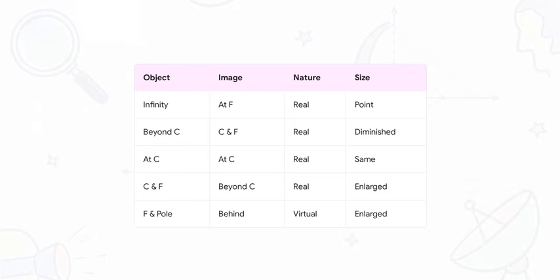Plus, you'll notice that almost all of these setups create what we call real inverted images. That just means the image forms in front of the mirror, and it's hanging completely upside down.